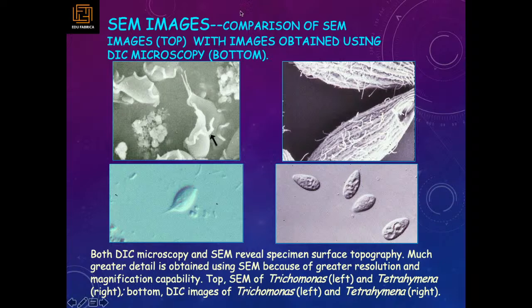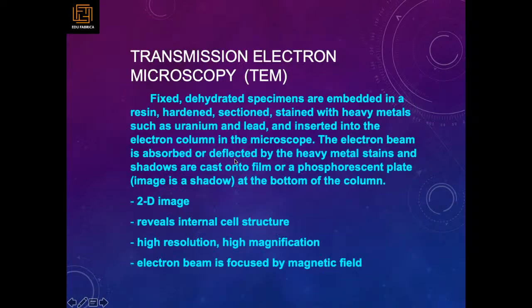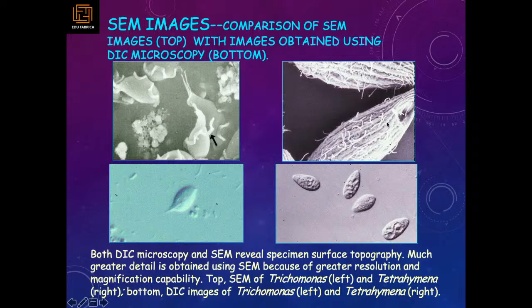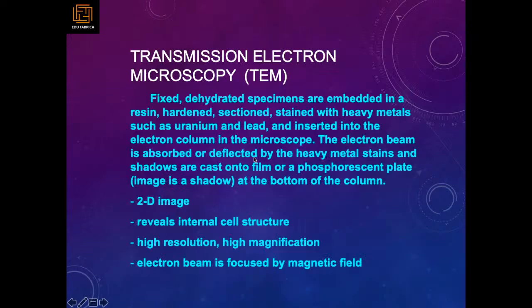Earlier, in the scanning electron microscope, we could see very nice 3D images from all angles, but it was not able to reveal the internal structures and organelles. In the transmission electron microscope, though it gives 2D images, it reveals the internal structures. It also gives high resolution and high magnification, and the electron beam is focused by a magnetic field.